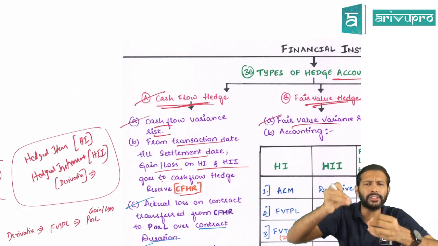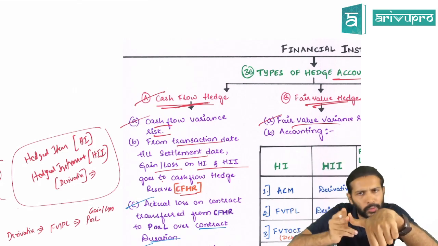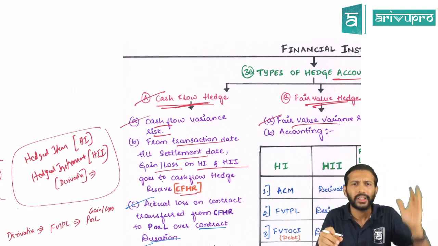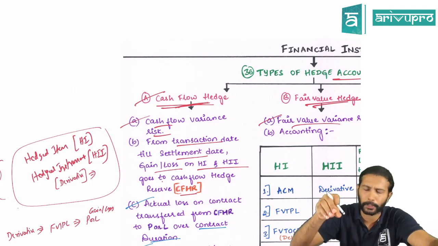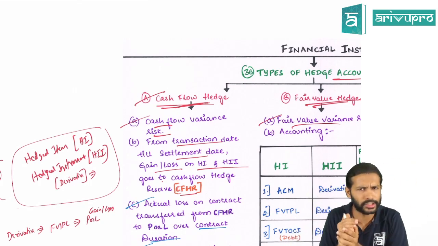Cash flow hedge reserve means there is a cash flow risk variance. So to cover that cash flow variance, we are doing some hedging. We are doing some activity. Fine. That we call cash flow hedge accounting. Normally that is done by getting into a derivative contract like forwards, futures, etc.